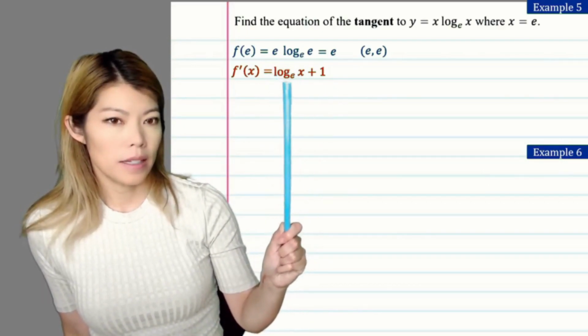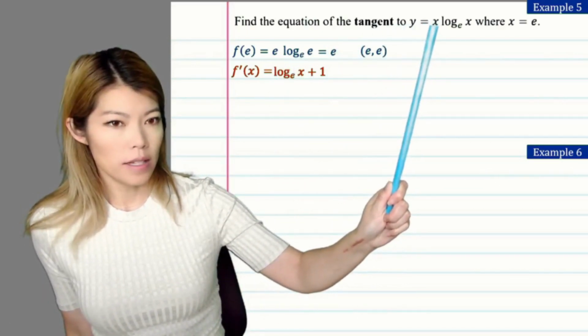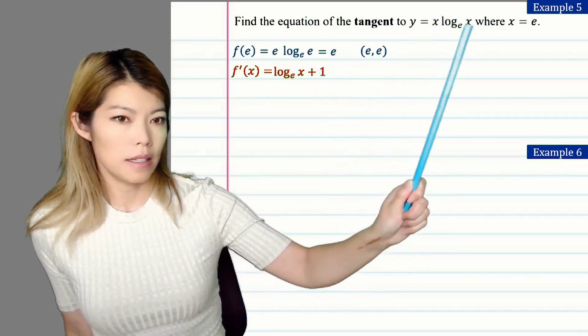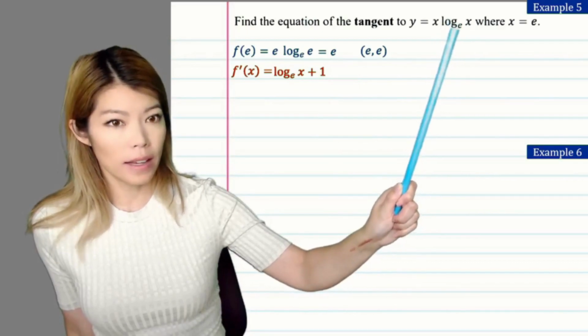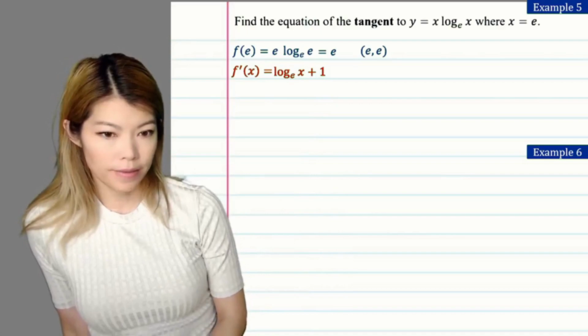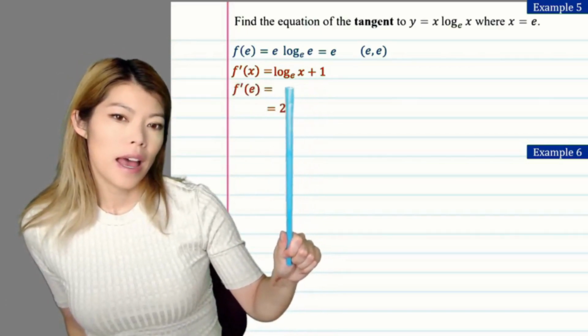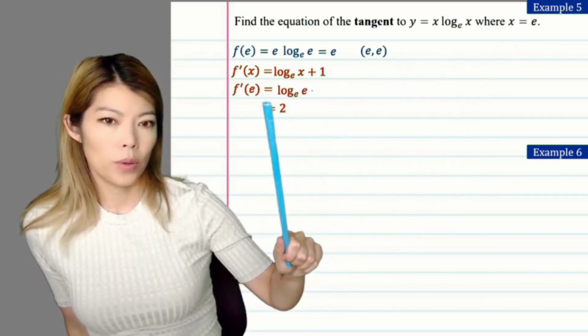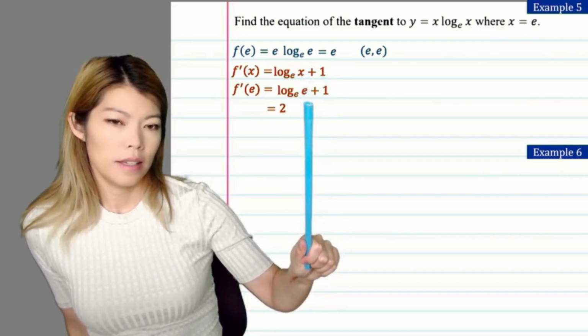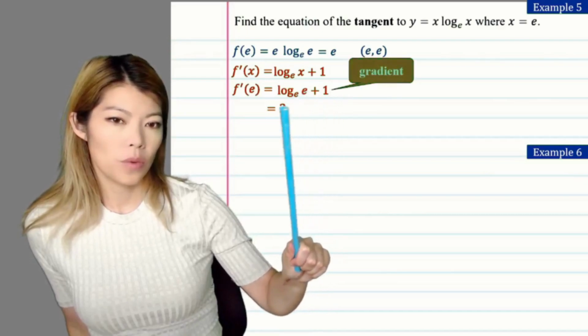I'm going to repeat it one more time. So the first part is derive x to get 1 times log e x. And then the second part is derive log e x to get 1 over x times x. 1 over x times x is 1. Okay, the derivative of that at e, at that point, is log e plus 1. Log e is just 1, so 1 plus 1 is 2.